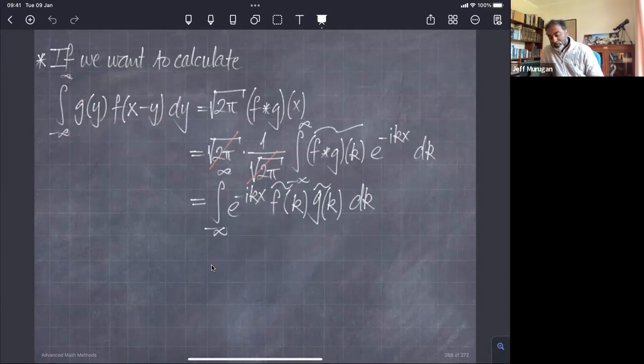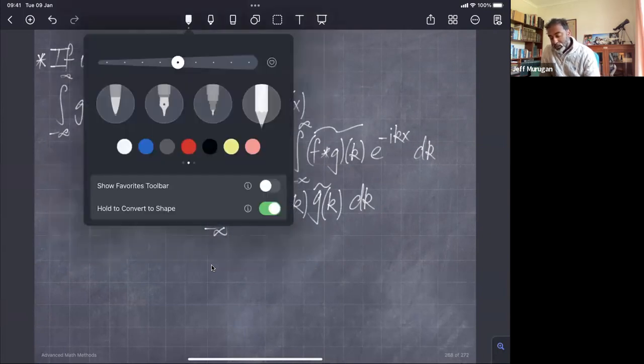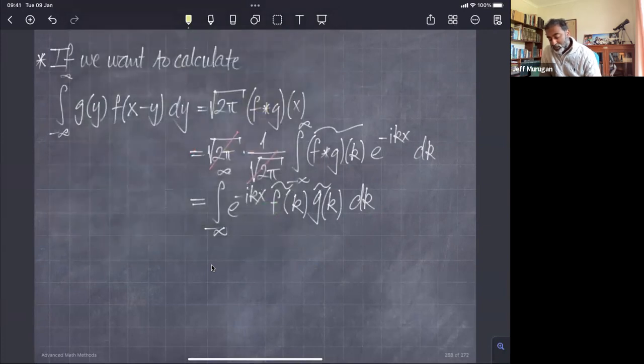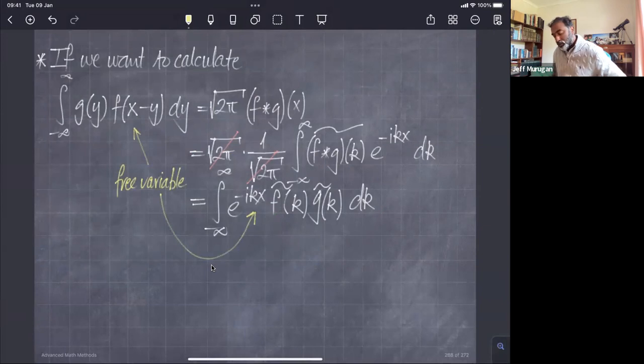If I go back to this relation here, the integral from minus infinity to infinity of g of y f of x minus y dy is equal to the integral of f tilde g tilde e to the minus i k x integrated with respect to k. Notice that x is a free variable in this expression. There's no constraint on x that we've put. So this is a free variable, which means I get to choose any value that I want for it. And in particular, I can choose x equal to zero.